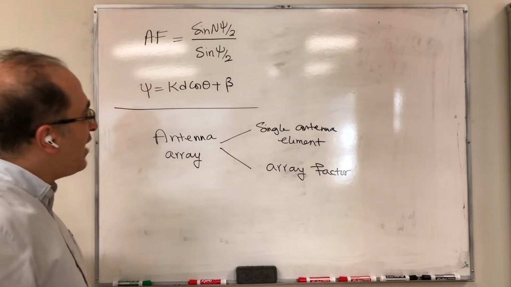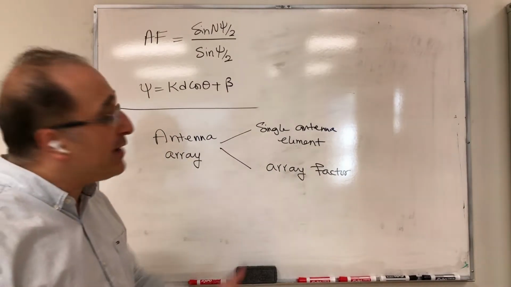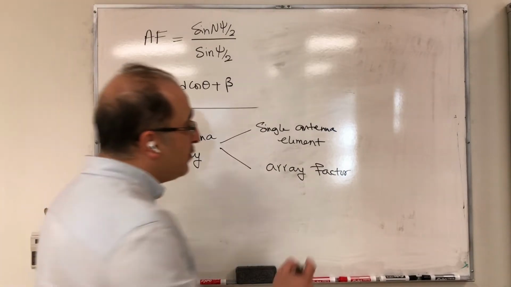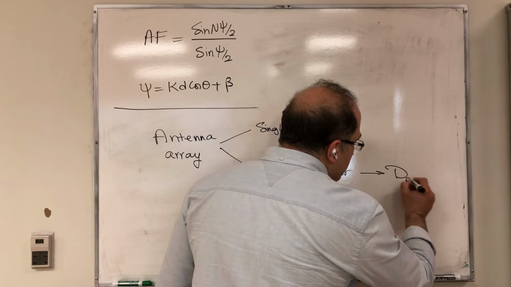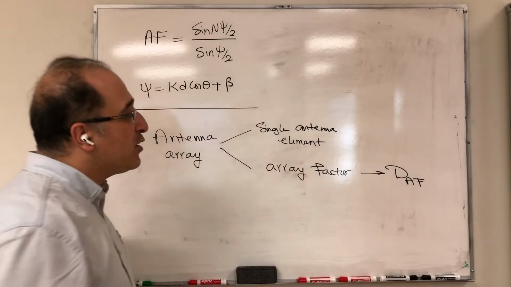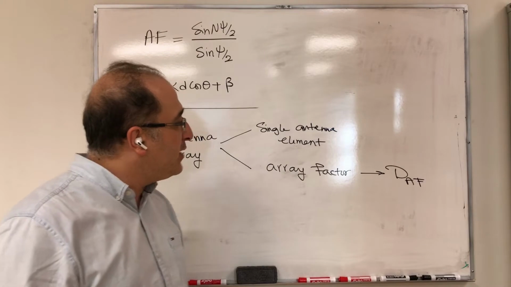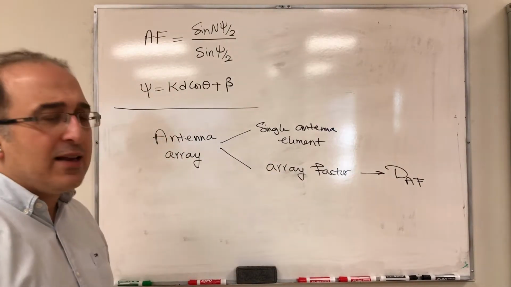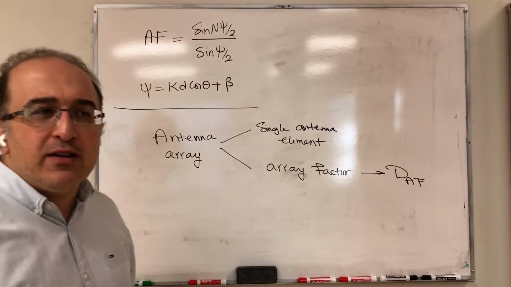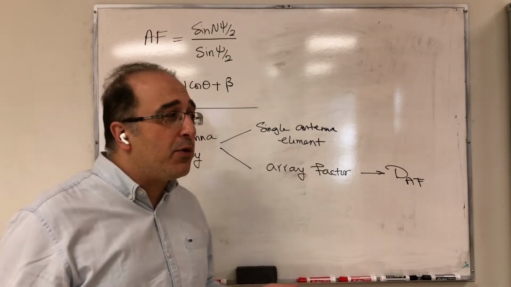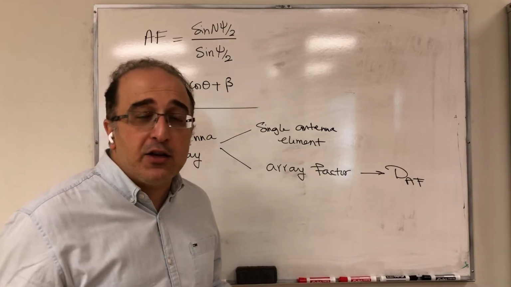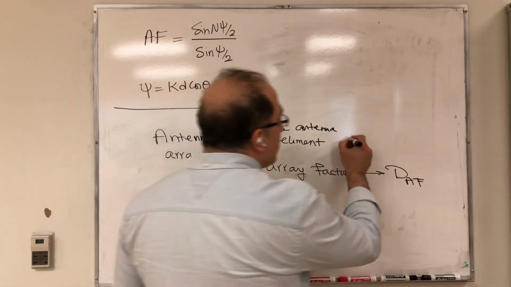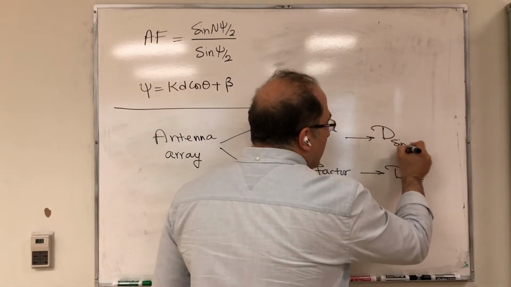So I have these two, and for the array factor, at least for these two types, broadside and end fire, I know the directivity of my array factor. This is essentially assuming that all the antennas are isotropic sources, and then I find the directivity of that. And for the single antenna element, you also know your directivity, or you can calculate it. For example, for a dipole antenna, we already calculated the directivity.